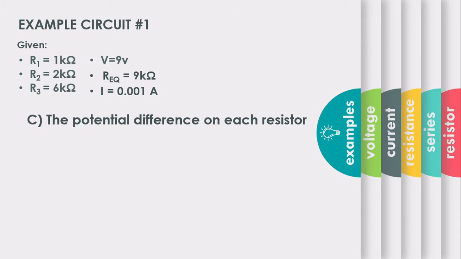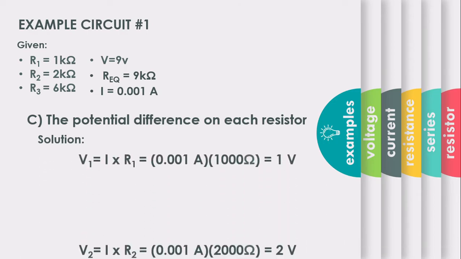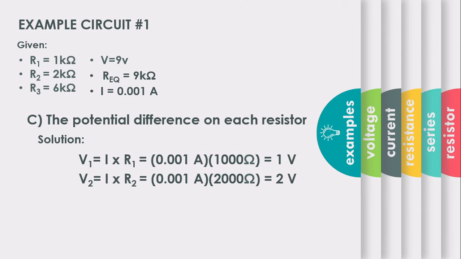The last thing that we are going to solve on this series circuit are the potential differences of each resistor. We can find the potential difference of resistor 1 by multiplying the resistance of resistor 1 by the current that we solved earlier. Substitute the given and then calculate it. So we got 1 volt for the potential difference of resistor 1, 2 volts for resistor 2, and 6 volts for resistor 3.